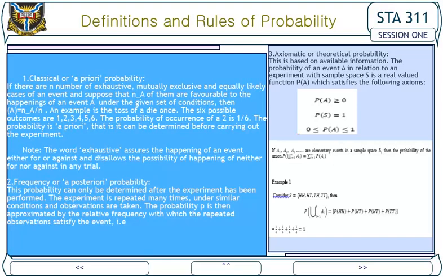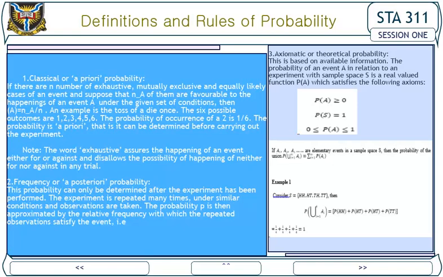3. Axiomatic or theoretical probability. This is based on available information. The probability of an event A in relation to an experiment with sample space S is a real valued function P of A which satisfies the following axioms. P of A is greater than or equal to 0. P of S is equal to 1. 0 is less than or equal to P of A, less than or equal to 1.